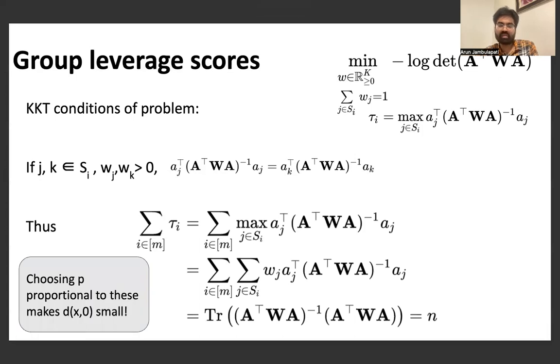So choosing these probabilities proportional to these taus should make this chaining distance d x 0 small, and therefore should be good enough for our ultimate chaining analysis.